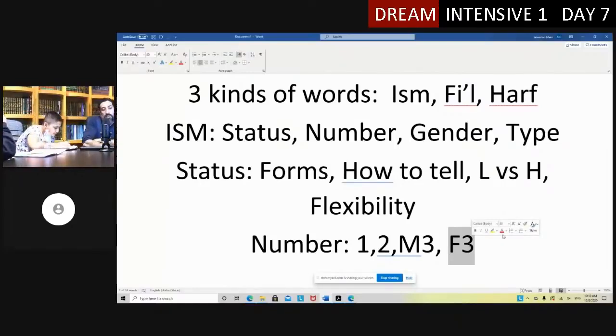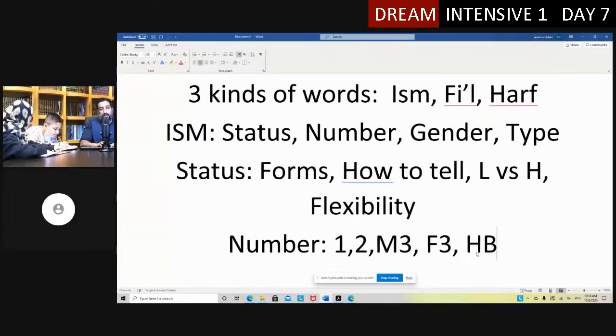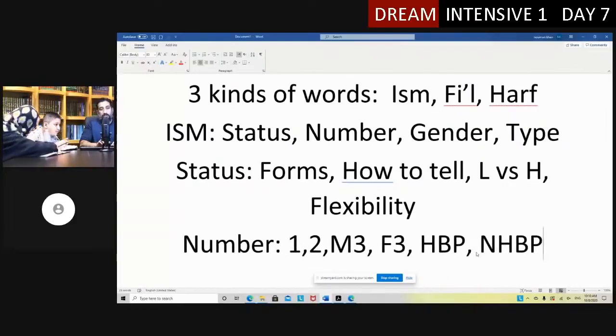So we're in number, and the feminine plural is atun, atin, and atin. And then there's 2 other crazy things. I'm going to write it as HP and NHBP, which is human broken plural and non-human broken plural. What you should remember about that is human broken plurals can be treated like a she, but don't have to be. Non-human broken plurals have to. They must be treated like a she.